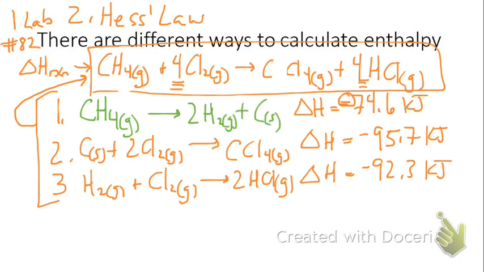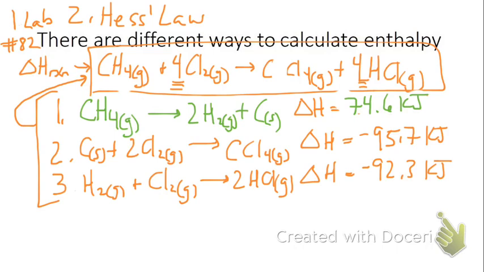Now remember, if we flip an equation, then we have to change the sign of the delta H. So the delta H of 2H2 plus carbon solid going to methane equals negative 74.6. But since we reversed the equation, we now have to change the sign of the delta H.